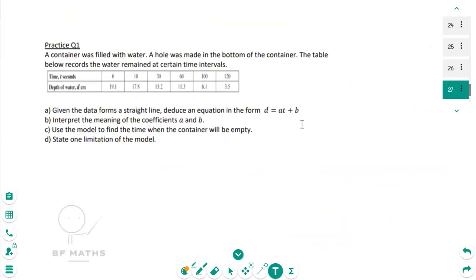So right, have a go at practice question 1. Leave question B and D with me, okay? So have a go at question A and C, all right? When you're ready for the answer, you can press play.